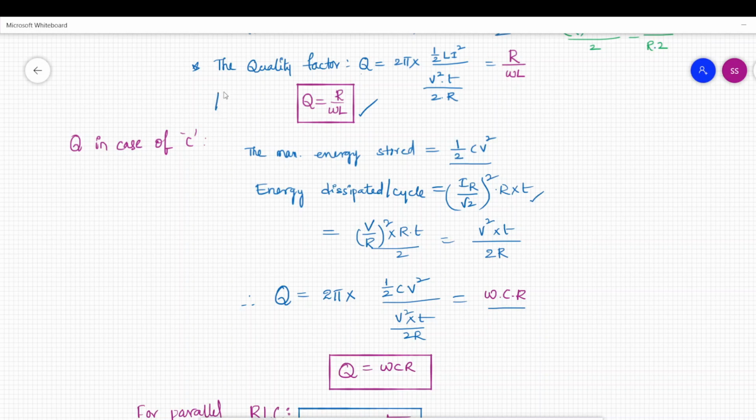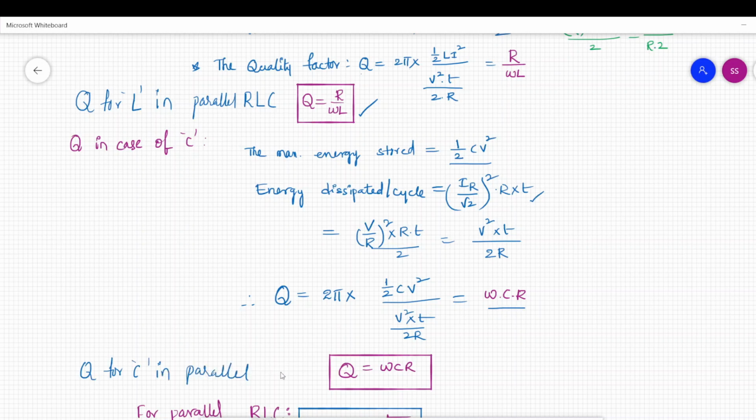This is for parallel RL. This is the quality factor for inductor, for inductor in parallel RLC. And this is the quality factor for capacitor in parallel RLC.